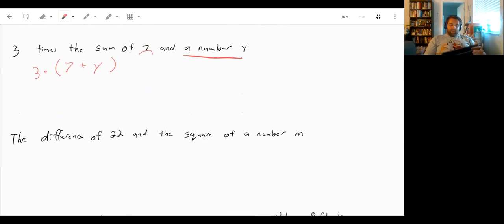Our final one in this case is the difference, and difference again means to subtract. So the difference of 22 and. The word "and" tells you where you put that subtraction symbol. So 22 and, so that's going to be our minus. The square, so whatever our thing is, it's going to be squared, of a number m. So that means it's going to be the variable m, and it's going to be squared. And that would be our final answer for this one.